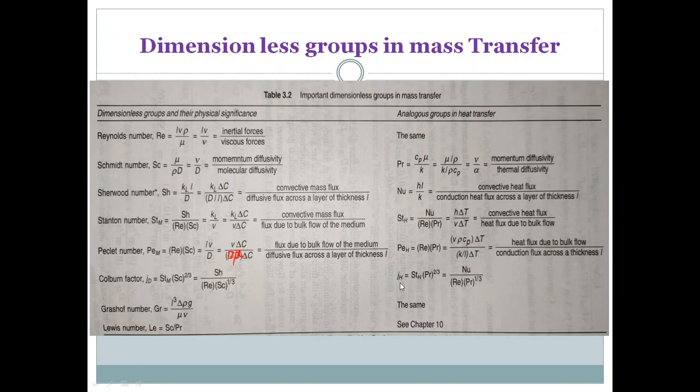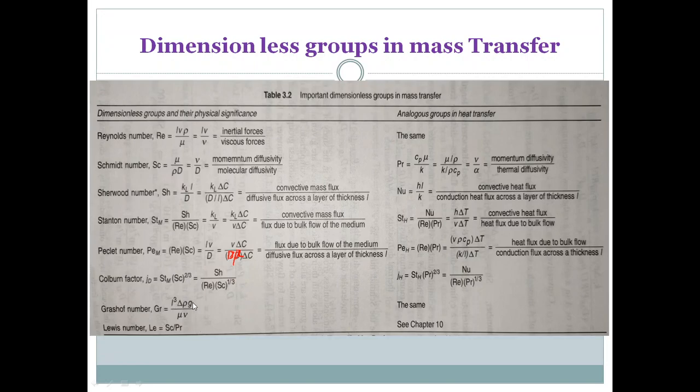That is the Colburn factor: JH is Prandtl number to the power 2/3, which equals Nusselt number into Reynolds number. In this case, JD is Schmidt number to the power 2/3. That is it. Grashof number will be the same.